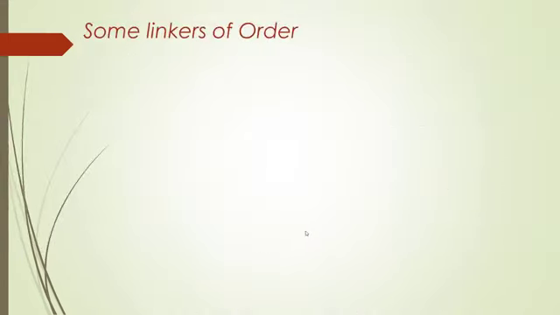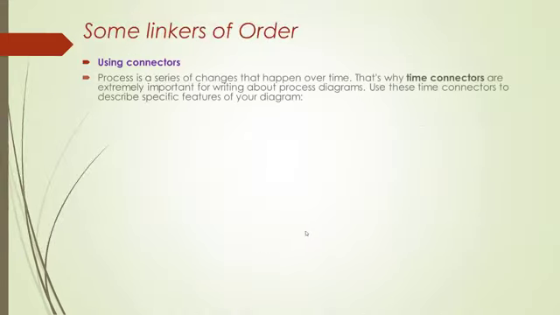Now I'm going to show you some linkers, which are used as connectors. A process is a series of changes that happen over time. That's why time connectors are extremely important for writing about a process diagram. Use these time connectors to describe specific features of your diagram. When you write Task 1 for a process diagram, the examiner will look for the connectors, how you mention steps and how you use the connectors to link one step to another step.